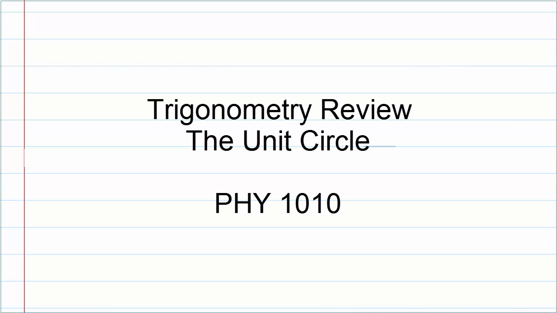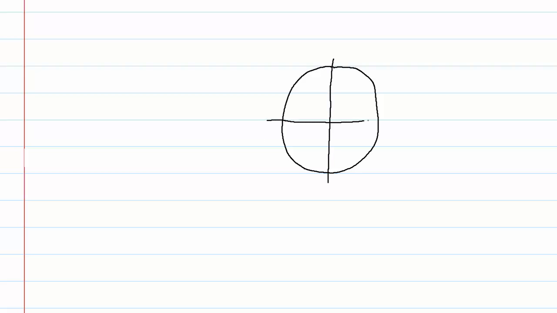Hello everyone. In this video, we'll be going over the unit circle for trigonometry review for Physics 1010. We'll start by drawing a basic circle, but the unit circle is special. It lies in the XY coordinate system, has an origin of 0, 0, and has a radius of 1 unit.